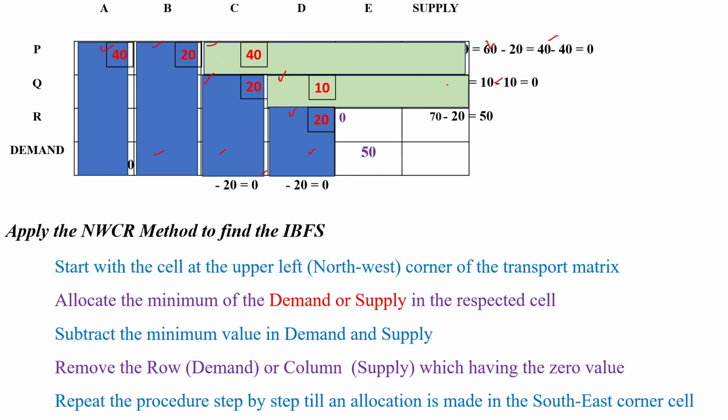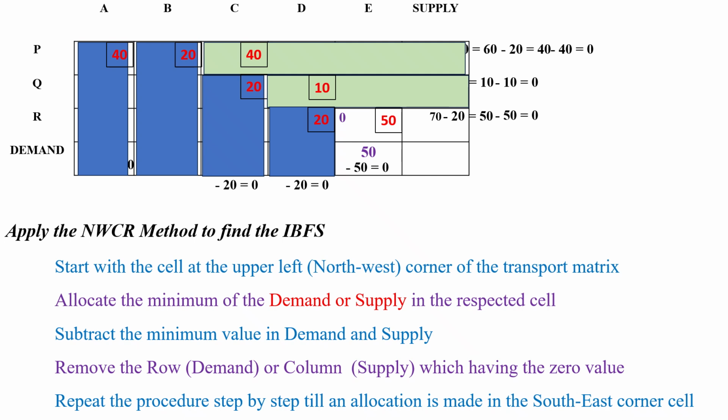So next we have only one cell. Here demand as well as supply are both equal, that is 50. Then allocate the 50 here and subtract the 50 from the supply as well as the demand; both will become 0. So we completed the allocations up to the last cell, that is the southeast corner of the transportation matrix.